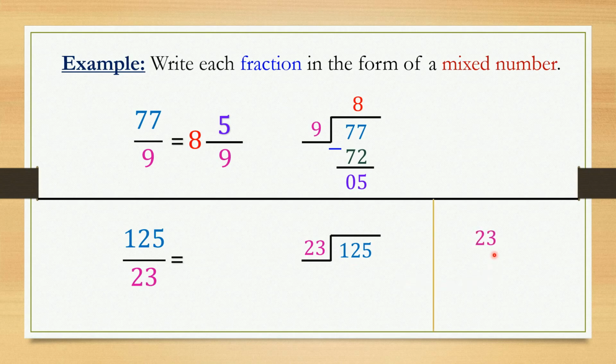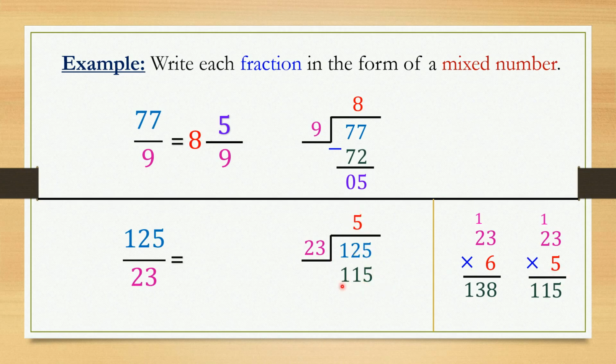On a scratch, we do 23 times 6. 6 times 3 is 18. 8, I carry 1. 6 times 2, 12 plus 1, 13. 138 is greater than 125, so 6 is wrong. So after 6, we try the 5. 23 times 5. 5 times 3, it's 15, 5, and I carry 1. 5 times 2, it's 10, plus 1, it's 11. 115 is less than 125, so it's correct. And 23 times 5 is 115.